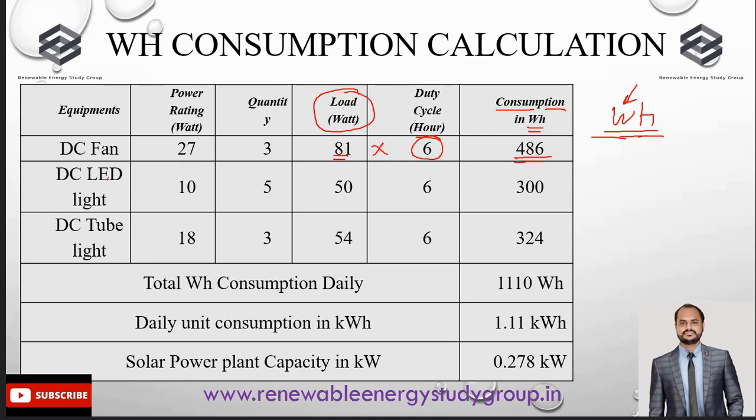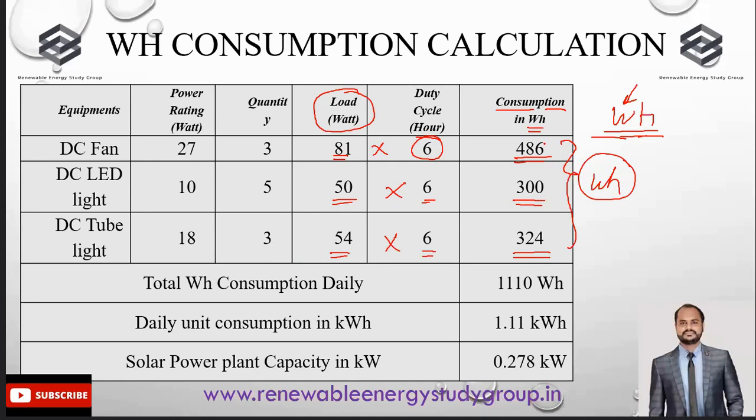Similarly, for the DC LED light, 50 is the overall wattage, multiplied by the duty cycle of 6, that is 300. For the DC tube light, 54 watt multiplied by the 6 hours it is going to run, that is 324. This will be the watt hour consumption. So in this column we get these values in terms of watt hour.